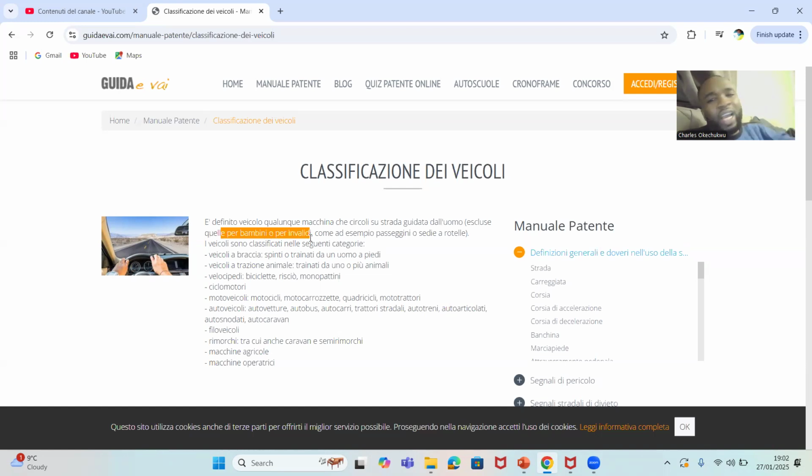So, for example, a toy car is not a vehicle. Is it clear now? Those particular vehicles used in transporting, let's call it guida rotelle, all those things, they are not vehicles. Is it clear now? Come ad esempio, passeggini. Passeggini, what do Nigerian people call passeggino? This one is not a vehicle. Sedie rotelle, like I said before. All these things are not vehicles.